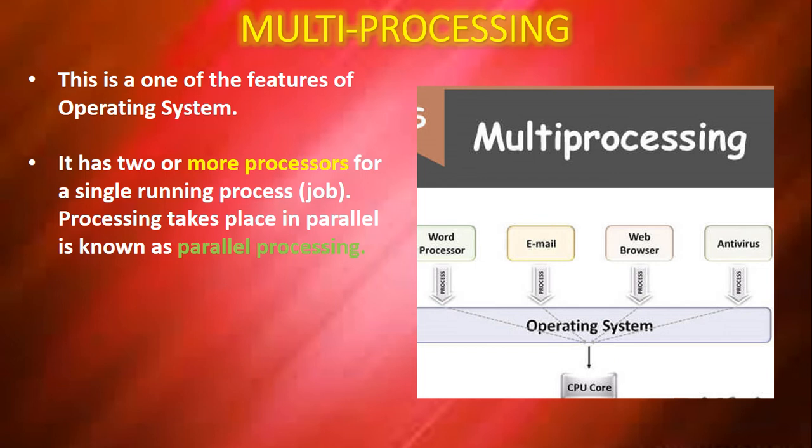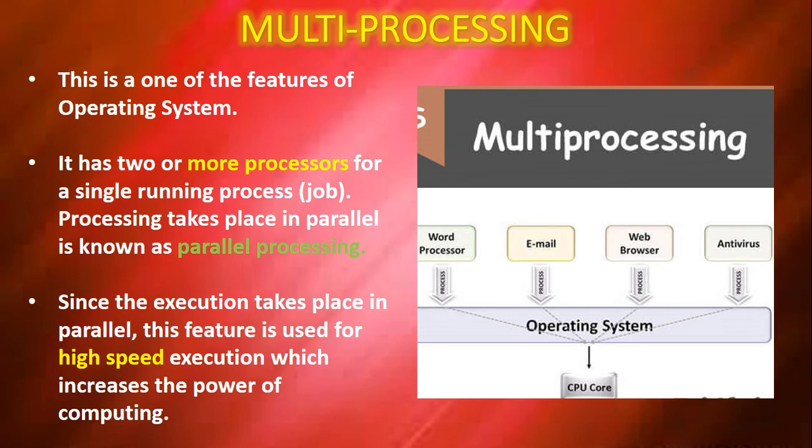So opening a word processor, email, web browser, and antivirus, all of these executing in parallel at the same time, is multiple processing. Since the execution takes place in parallel, this feature is used for high speed execution, which increases the power of the computer. So multiprocessing is also called parallel processing.